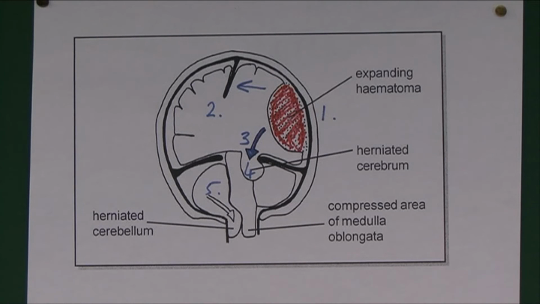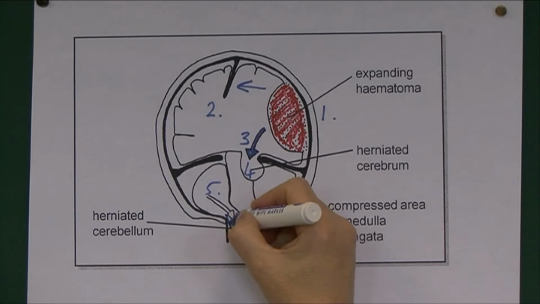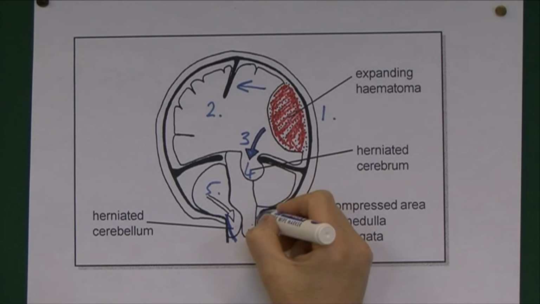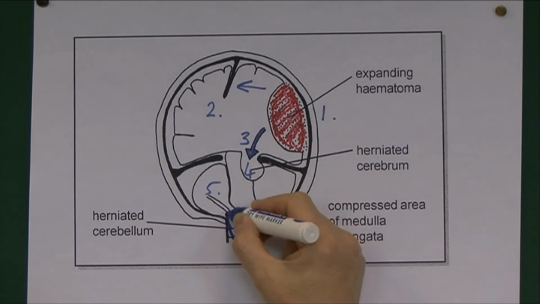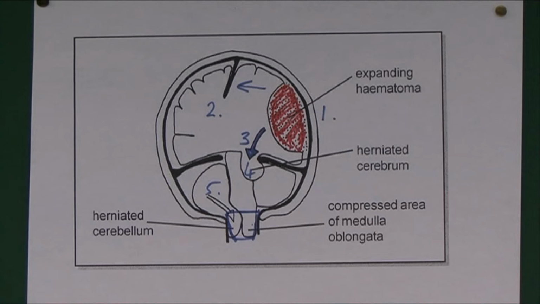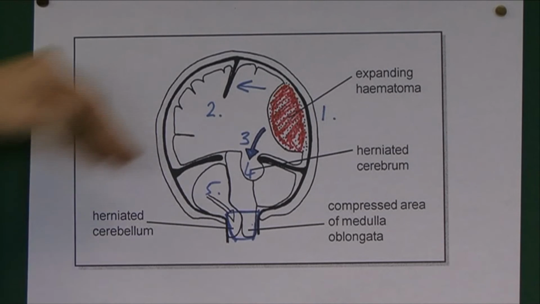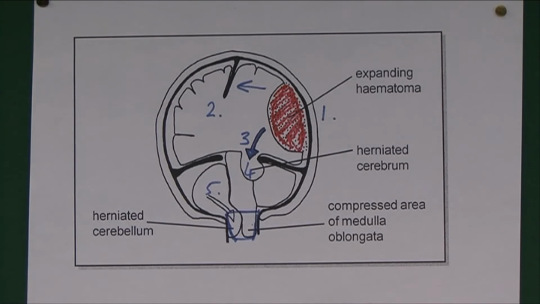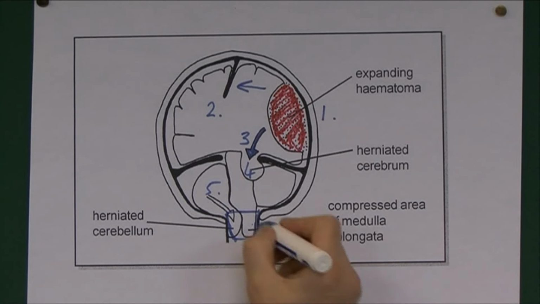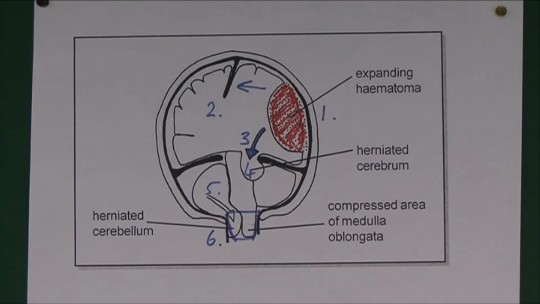This is called coning, because if you look at the situation in post-mortem, you see that the tissues have been pushed down and compressed into a cone-shaped area. And once coning occurs, we have no treatment to offer. This patient will always die, unfortunately. So the sixth thing that happens there is the coning.